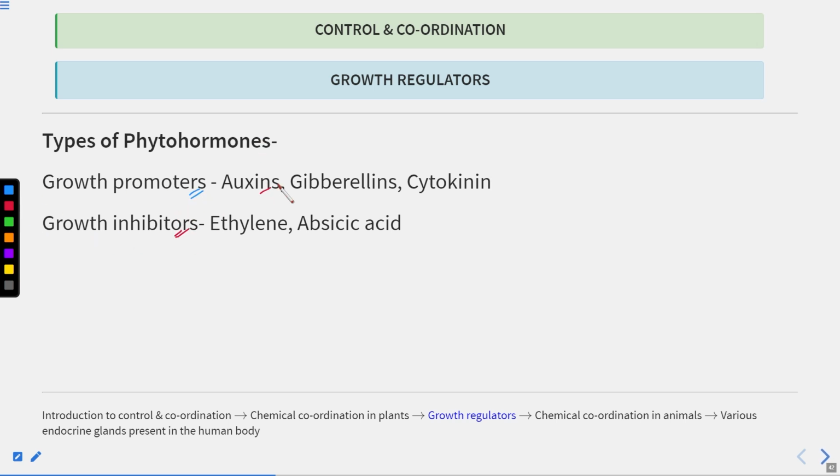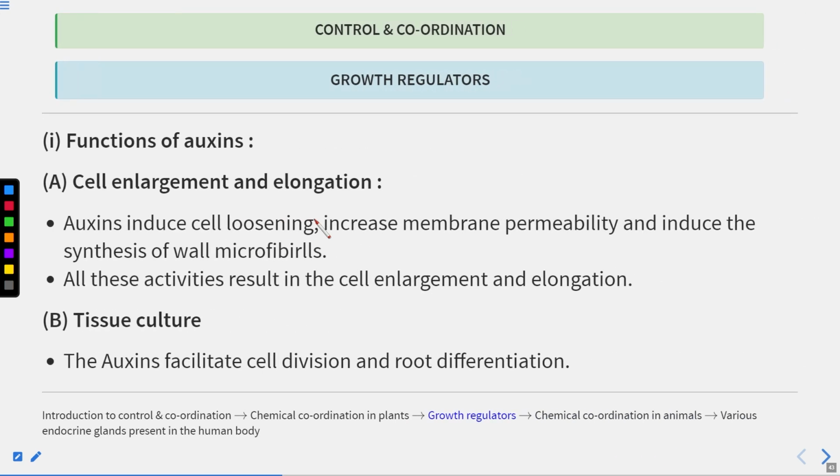Auxins, gibberellins, and cytokinins are known as the growth promoters because they promote growth as well as development. And ethylene as well as abscisic acid are known as the growth inhibitors. The discovery of auxins, gibberellins, and cytokinin we already studied. Now we'll study the functions of auxins, gibberellins, and cytokinins as well as the functions of ethylene and abscisic acid. What are the functions of auxins?